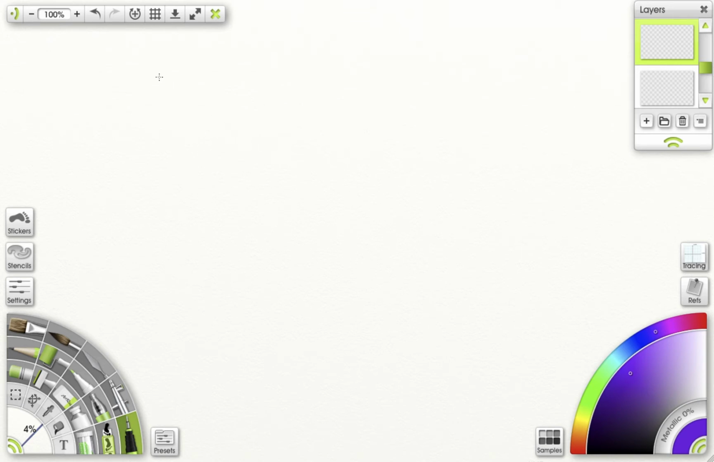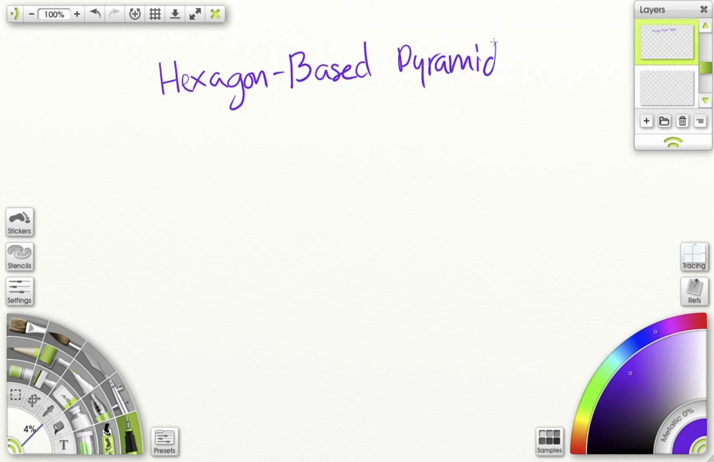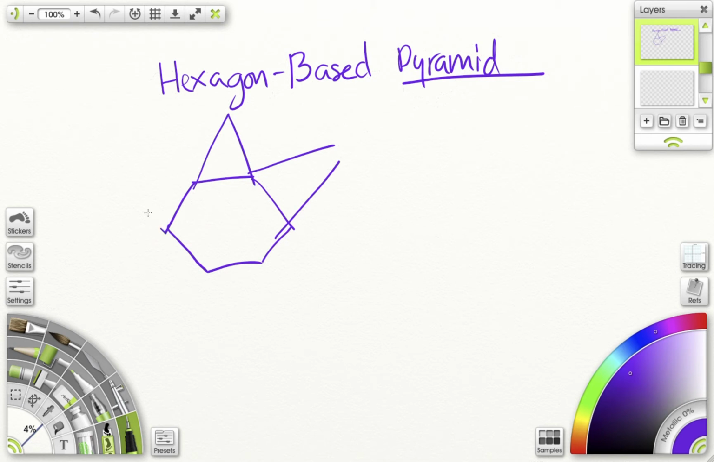So for example, if I have a hexagon-based pyramid, what would that net look like? Well, we know it's a pyramid, so pyramid means it has lots of triangles. So if I was trying to figure out which net creates a hexagon-based pyramid, I can draw a couple examples, and we have to figure out which one is that.